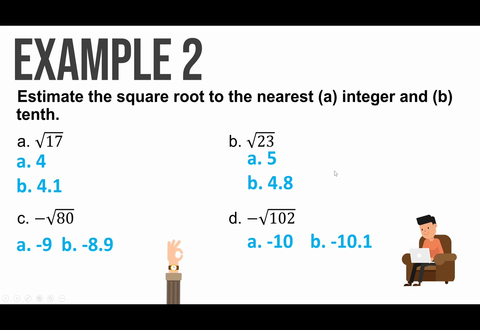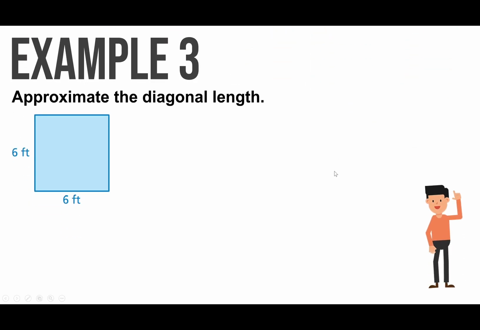Here is example number 3. For this one right here, it says approximate the diagonal length. Yes, this is exactly what you're going to see in your homework. So this is a free answer for you, okay? So let's say I have this square, and I were to draw a diagonal length, just like that.